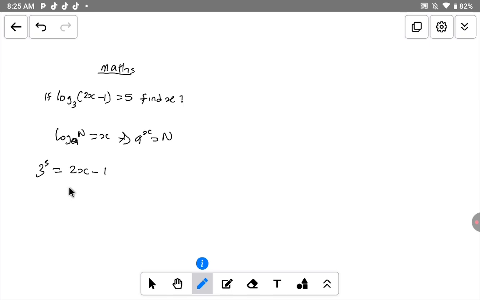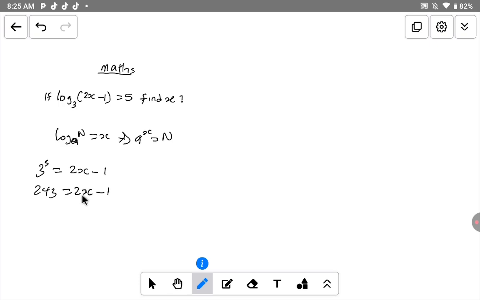Now if you ask yourself, 3 raised to the power of 5 means 3 multiplying itself in 5 places. That's the meaning of this. If you use a calculator, 3 raised to the power of 5 will give you 243. So we have 243 equal to 2s minus 1.